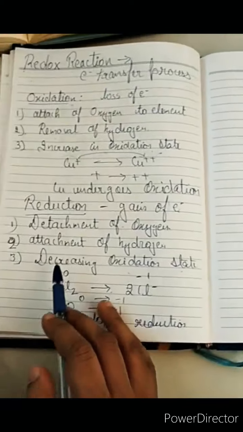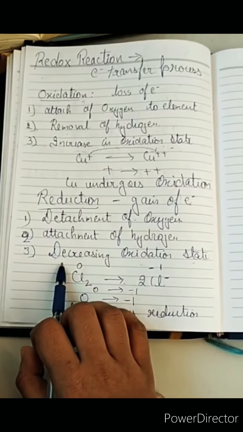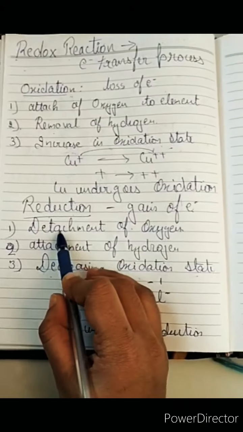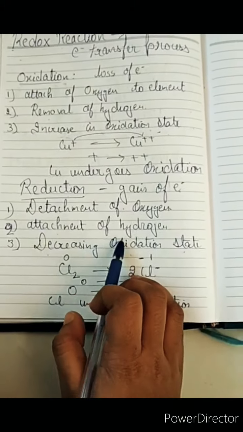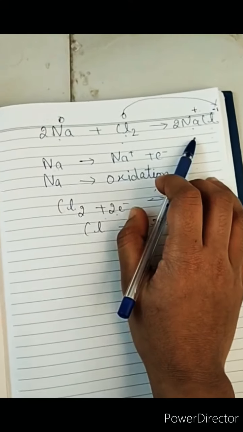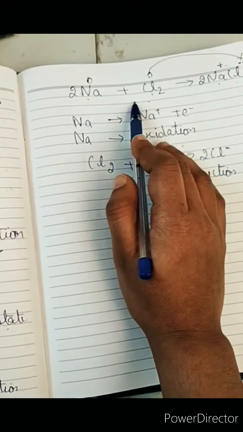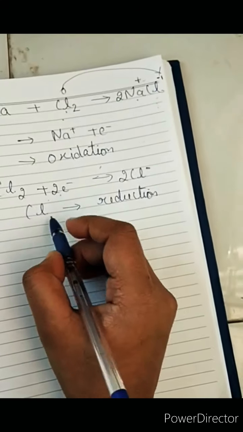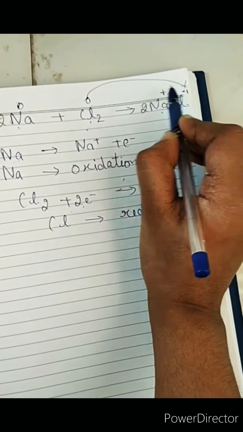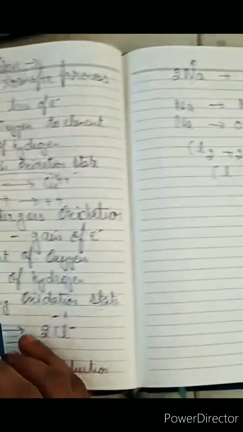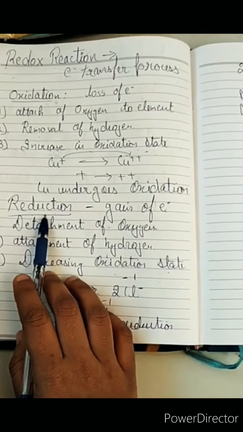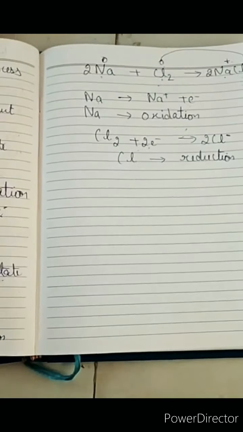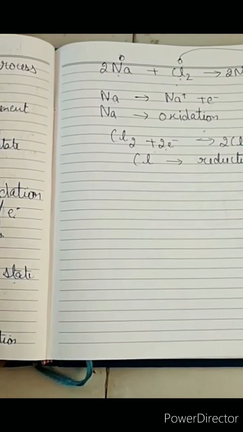And here also you can look at reduction. We have any of these three definitions. Detachment of oxygen: there is no oxygen, so this first definition will not apply. Second one is attachment of hydrogen: there is no attachment of hydrogen, so this definition will also not apply in this equation. But the last is decreasing oxidation state. You can see from 0 to -1 there is a decrease in the number, so hence it goes through reduction. So this definition applies. I will give you some more examples so that you can understand very, very clearly.